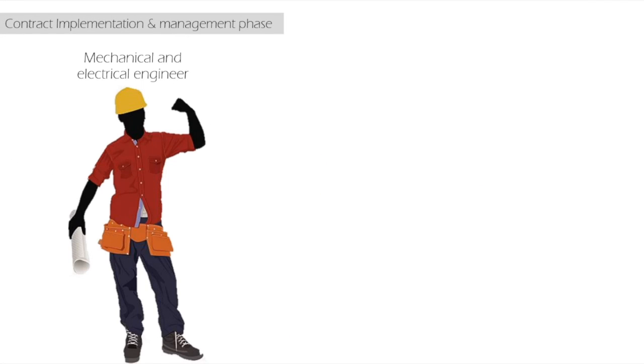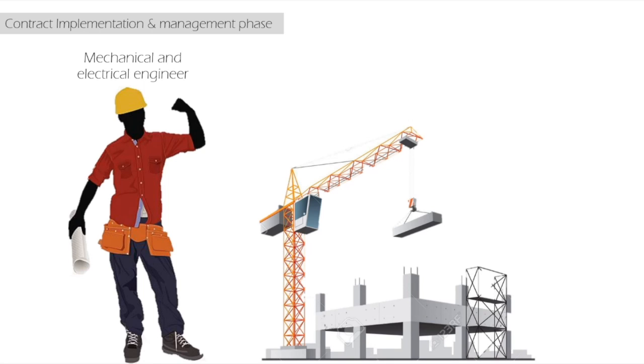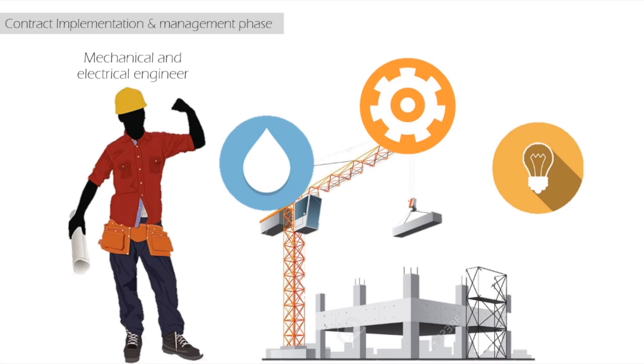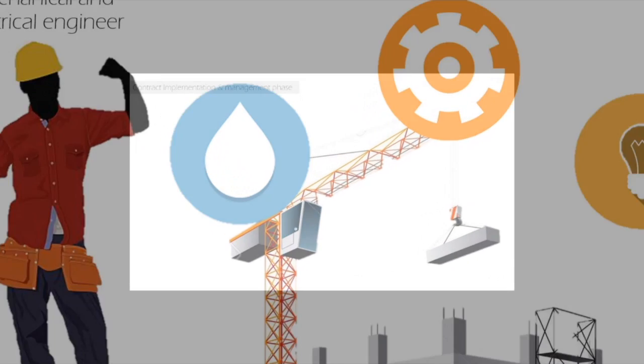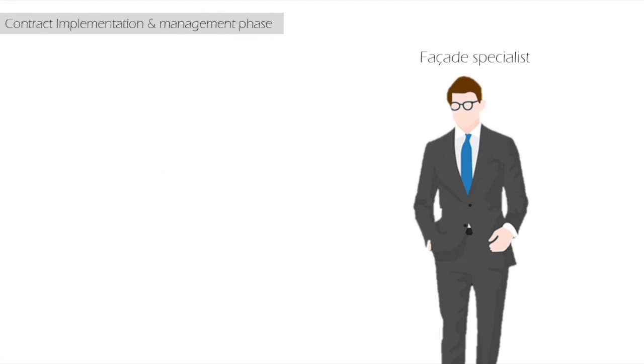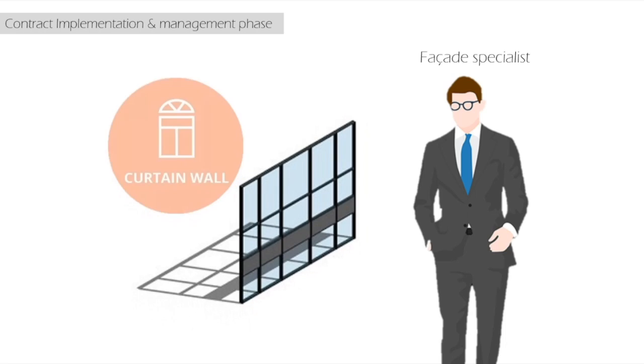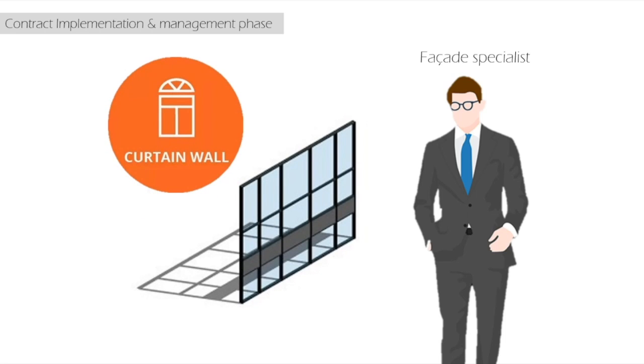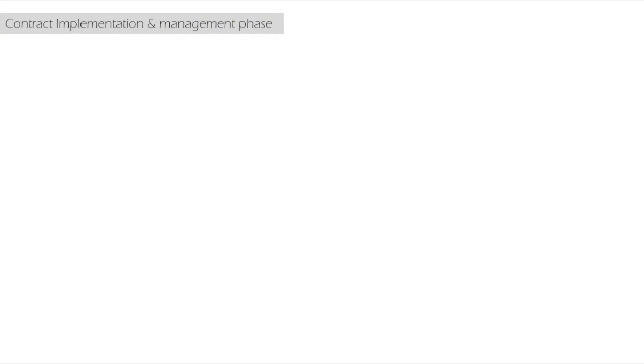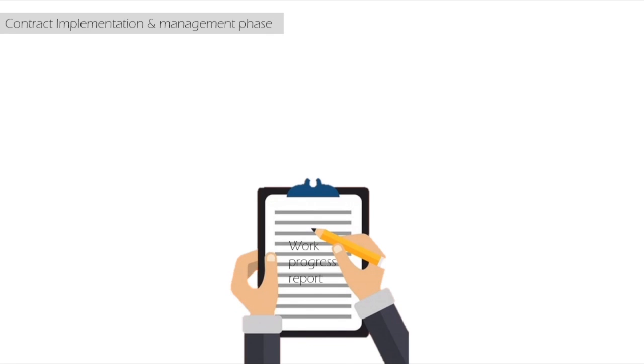Besides that, the mechanical and electrical engineer will also do inspections on site regarding the installation of the mechanical and electrical system. The facade specialist will also visit the site to check if the curtain wall is installed accordingly. The contractor will submit the work progress report to the architect weekly.